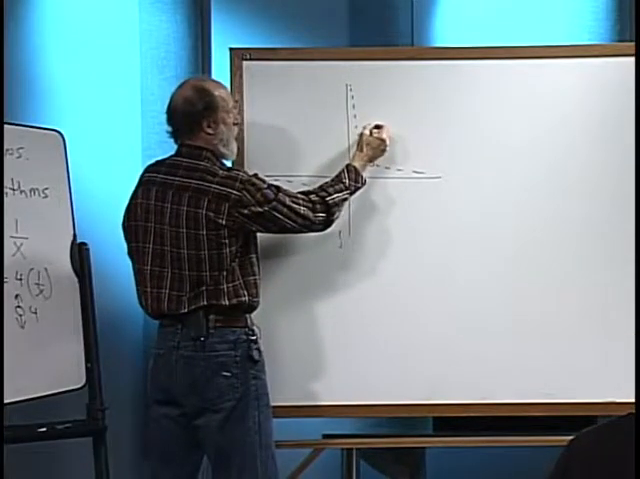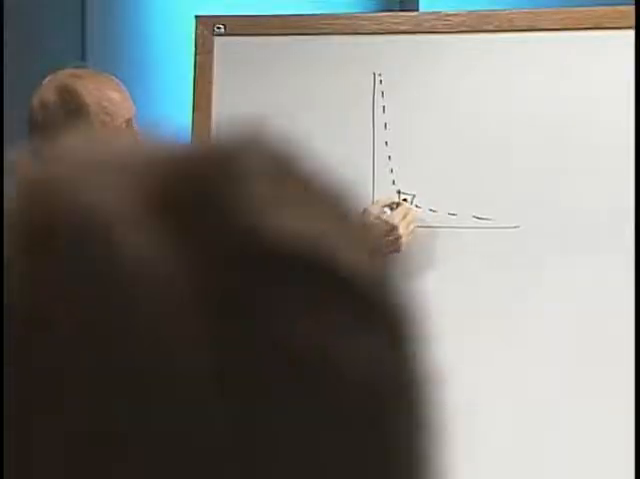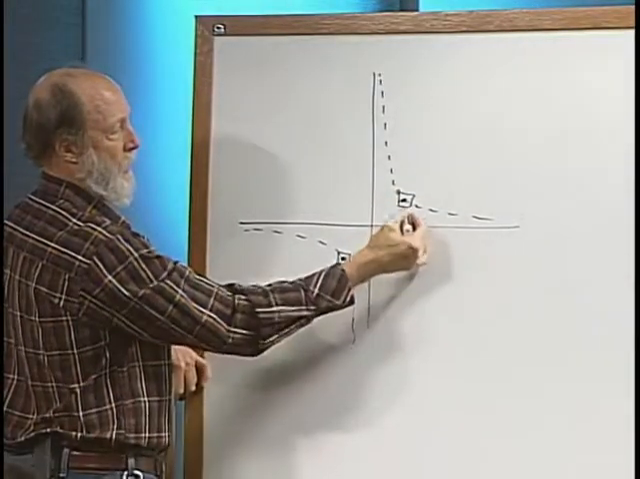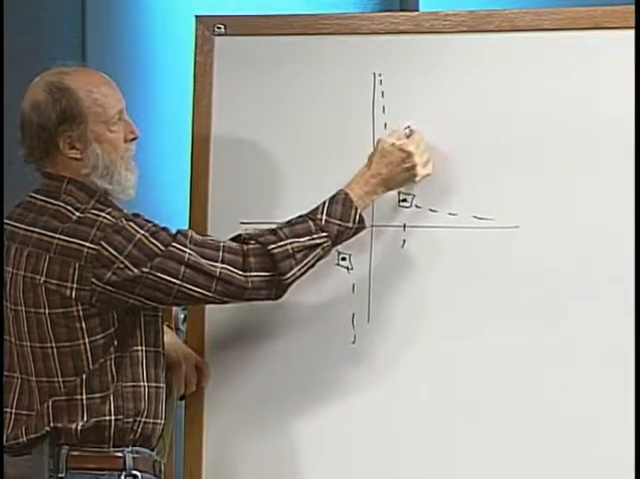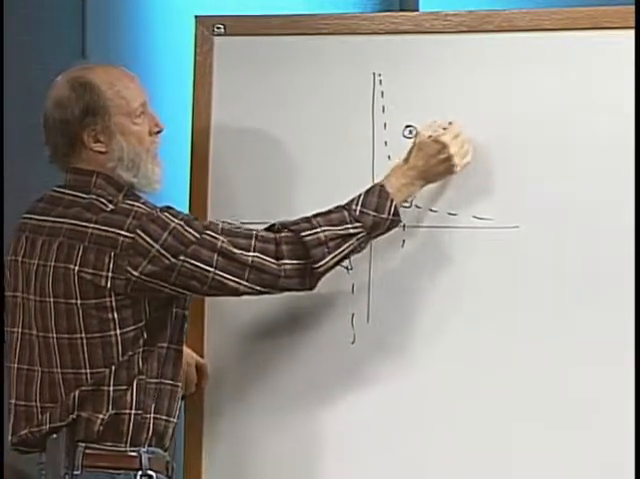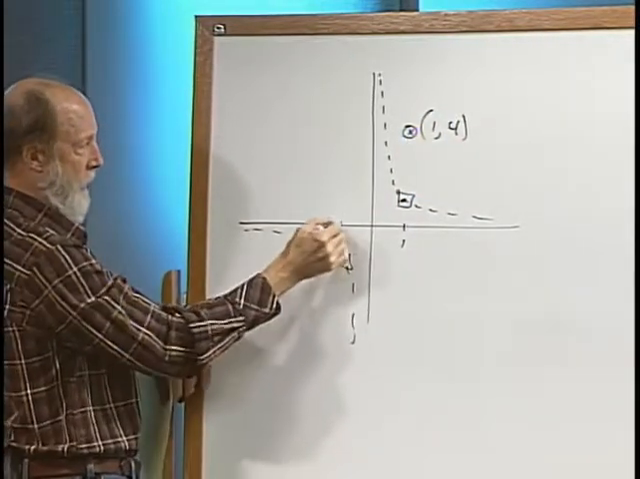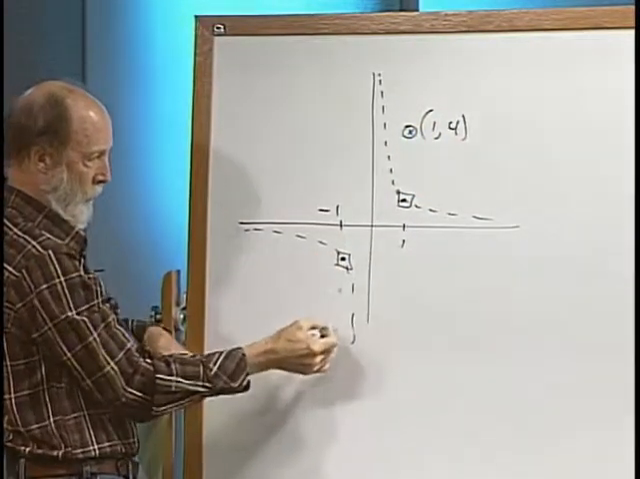So if you make it 4 times as tall, then instead of going through the point 1, 1, it's going to go through 1, 4. And similarly, at negative 1, it's going to go through negative 4.